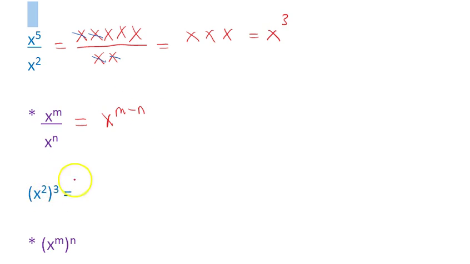Another rule can be found when we do something like this, so x squared, cubed. This kind of goes back to that original example. What does that mean? That means I have x squared times itself 3 times. And so if I wrote out the x squares, how many would I have? I would have 6 x's. 2, 2, 2 makes 6. And so that's where our rule comes from. We multiply the exponents when they are a power to a power. So x to the m times n is our rule.